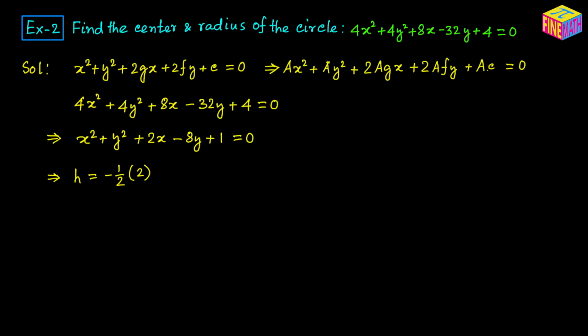Now what would be the value of h, the x coordinate of the center? Well, it's actually negative half times the coefficient of x. So that will be negative half times 2, and that will be equal to negative 1. So we have found the x coordinate of the center.